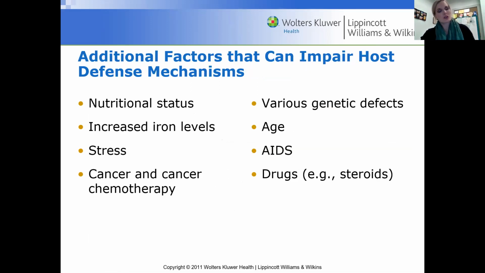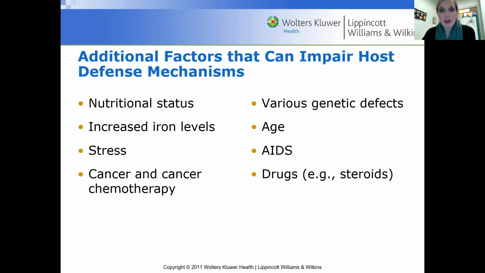Okay. And there are additional factors that can impair host defense mechanisms. The idea is that the healthier the patient, the better, and their age is a big thing too. But these are all things that can impair their ability to fight off any of these invaders. Their nutritional status, their increased iron levels, as we talked about how iron can be an important nutrient for bacteria. Stress: the more stressed we are, sometimes our immune system is a little bit weaker.